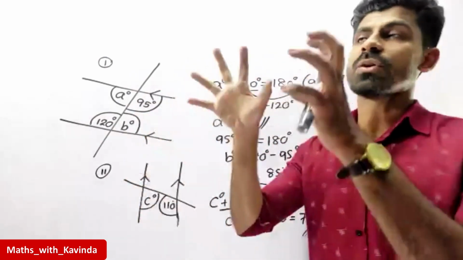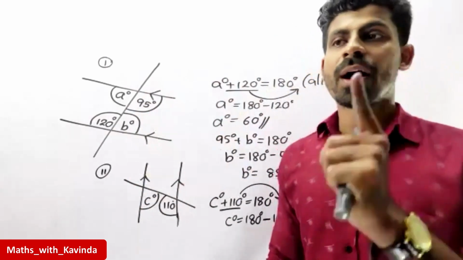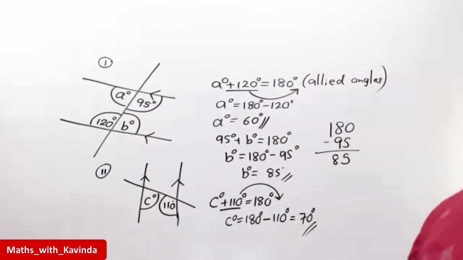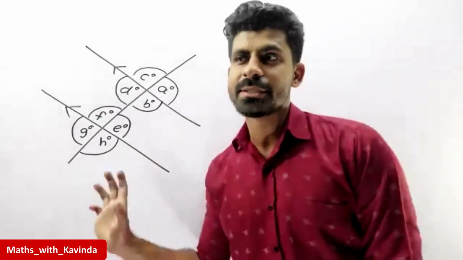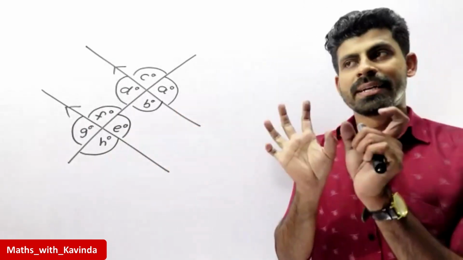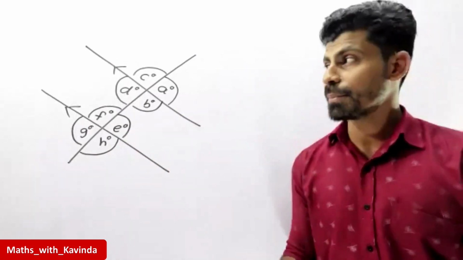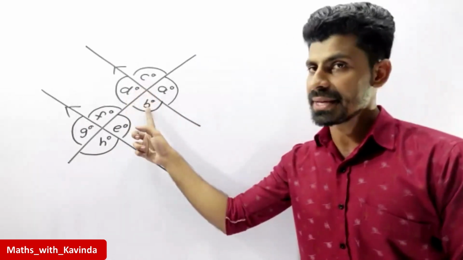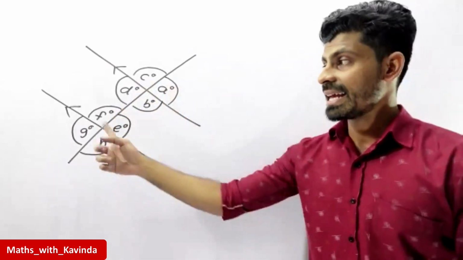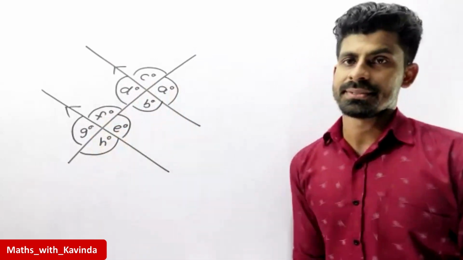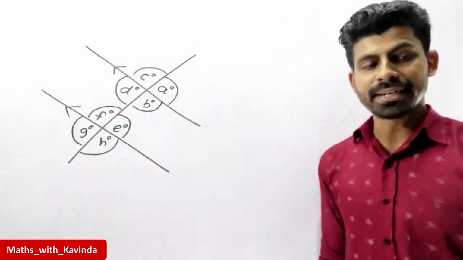Now we are going to discuss all these three angle types together using one figure, and how to apply all these theorems. Let's quickly consider that figure. What are the vertically opposite angles? C equals B. A equals D. F equals H. E equals G. Those are the vertically opposite angles.